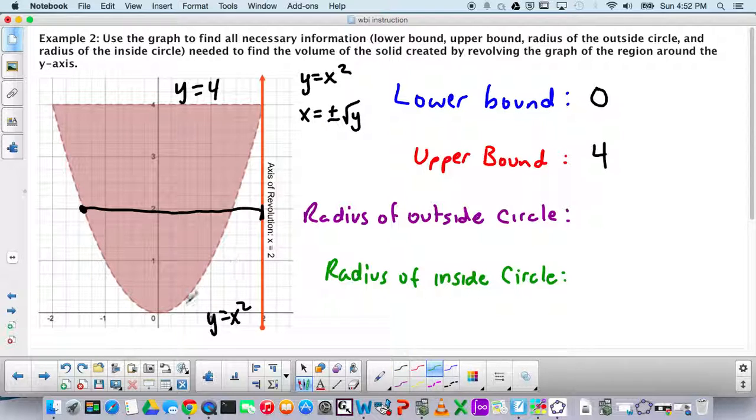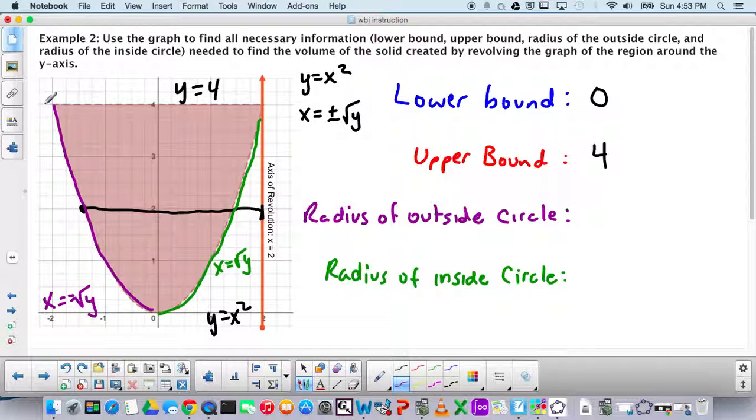And what happens is this side, on the positive side of things, that's going to be x equals the square root of y, because that's where our x values are positive. And over here on this side is going to be the negative part of that. So that's going to be where we have x equals negative square root y. That kind of just looks like a tail on the square root. So that's negative square root y on that side. So if we're measuring the distance from the axis of revolution to the outside of the shaded region, it's this purple line here, which is going to be x equals negative square root y.